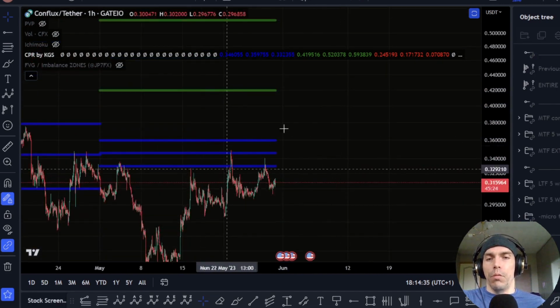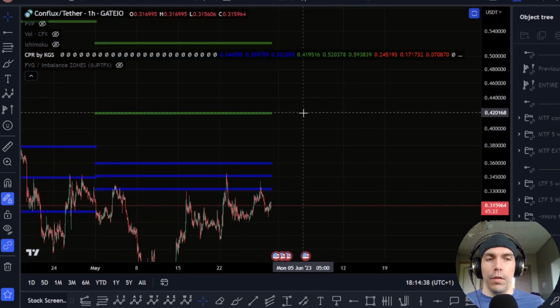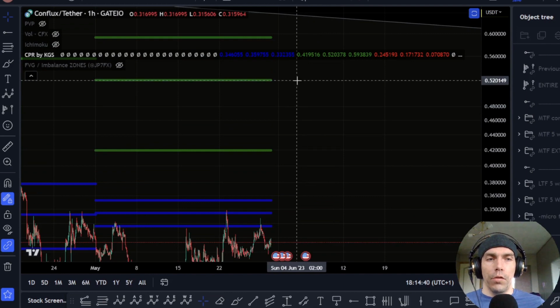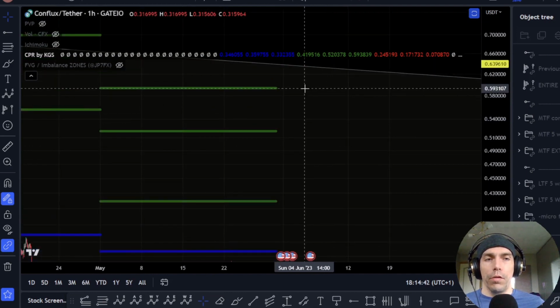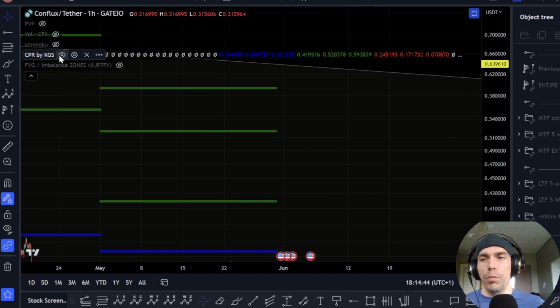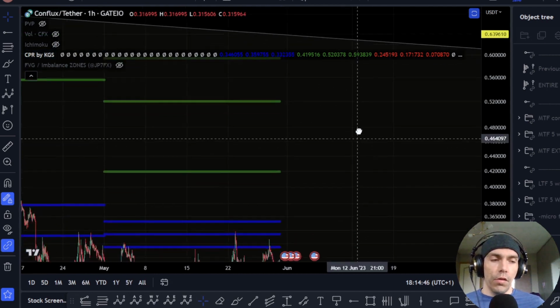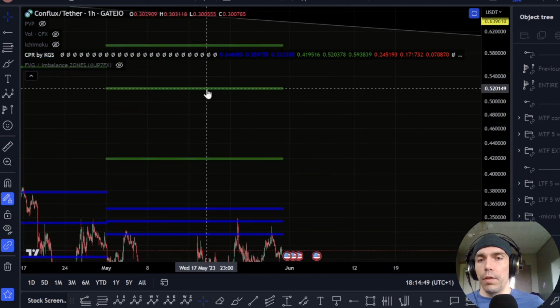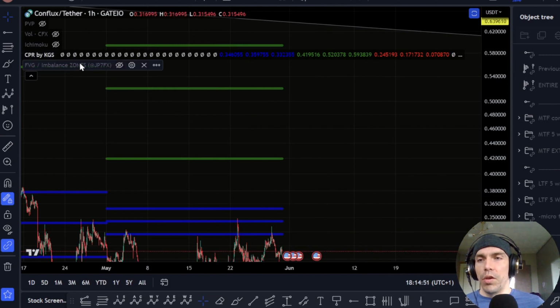Moving to the upside, if we regain these, we do have this S1 at this 42.01. We have this S2 at this 52 area and this S3 at this 59.31. So I would be keeping an eye on those levels. Obviously, these are only valid until the 1st, and then we will get a new set of CPR lines printed here.